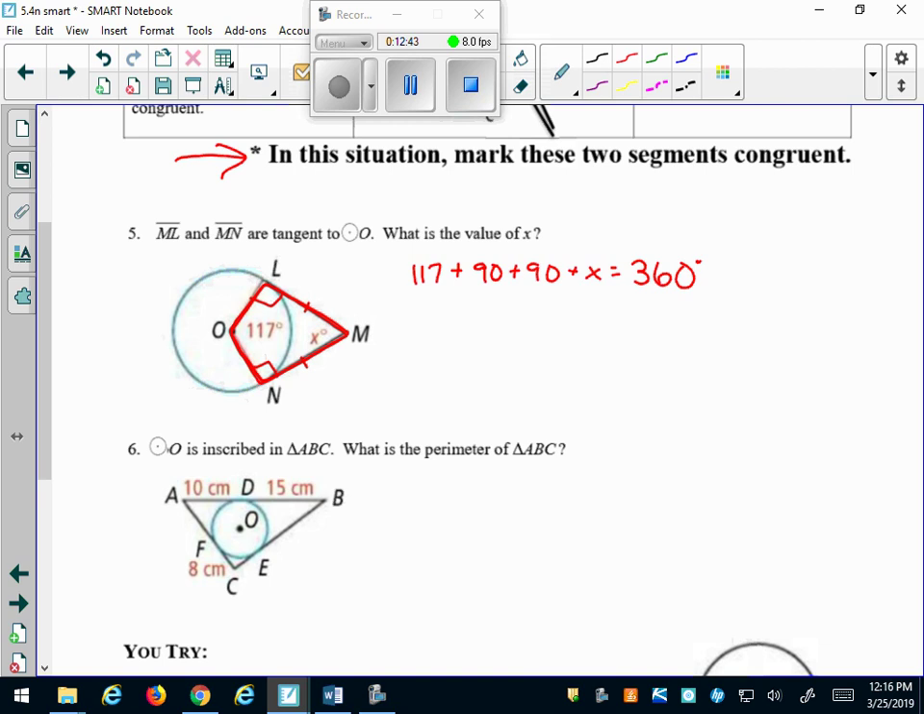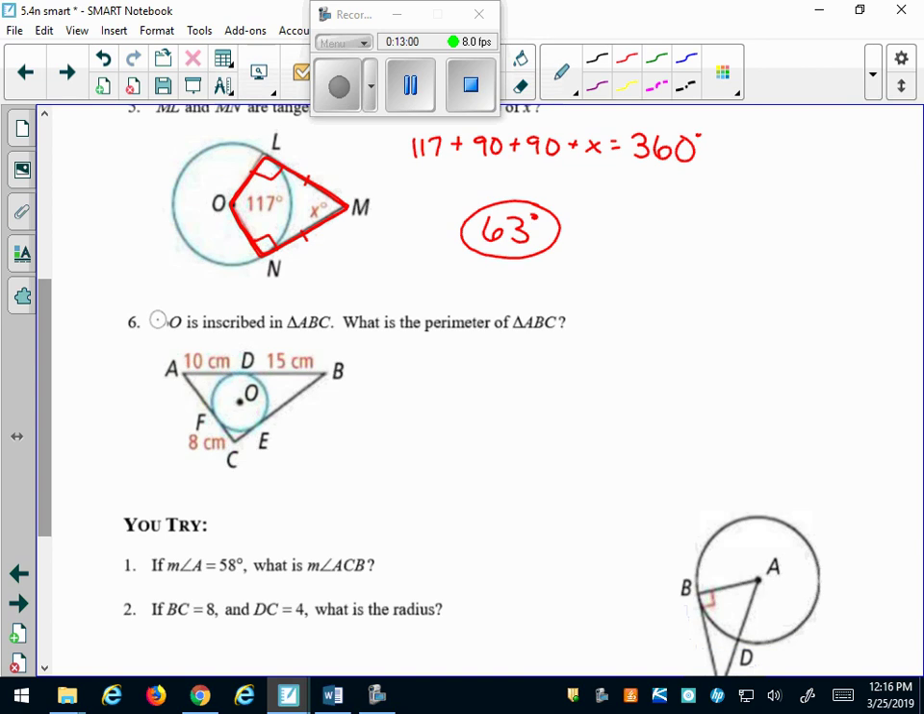And then you solve for x. Anybody get it? What is it? 63, right? Okay, number 6, though, applies this second theorem.